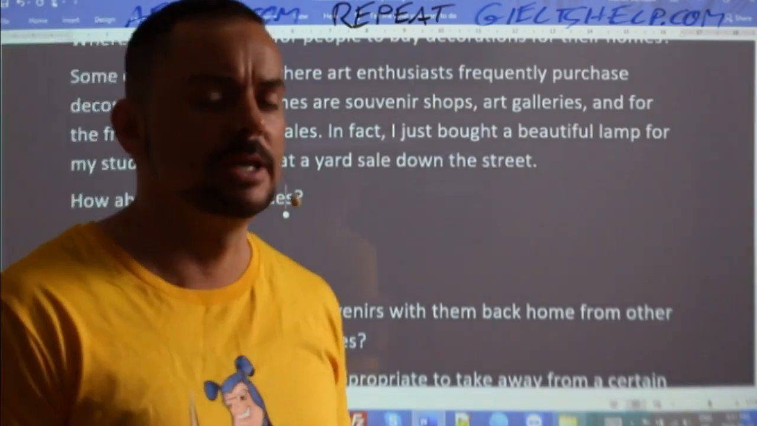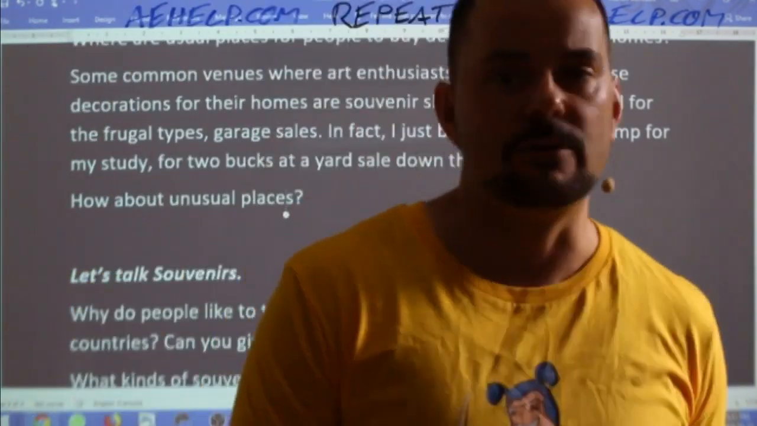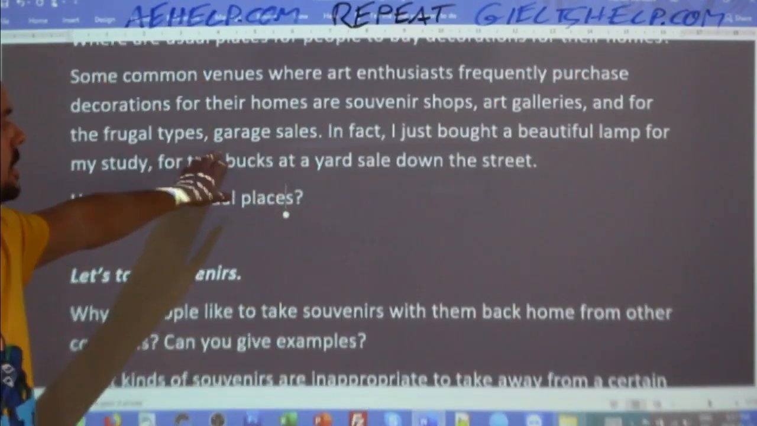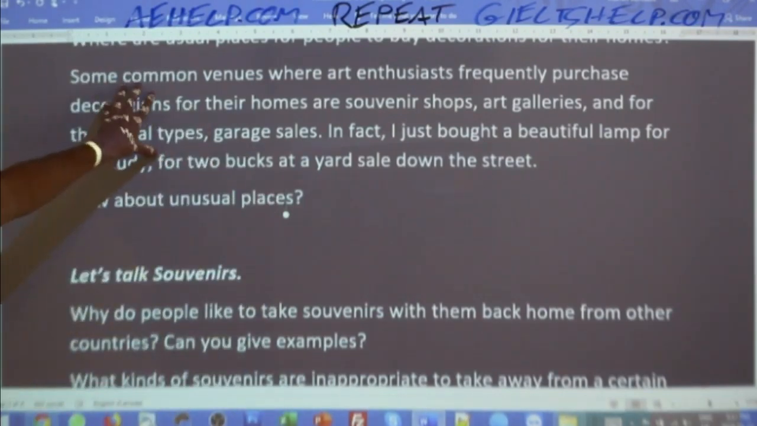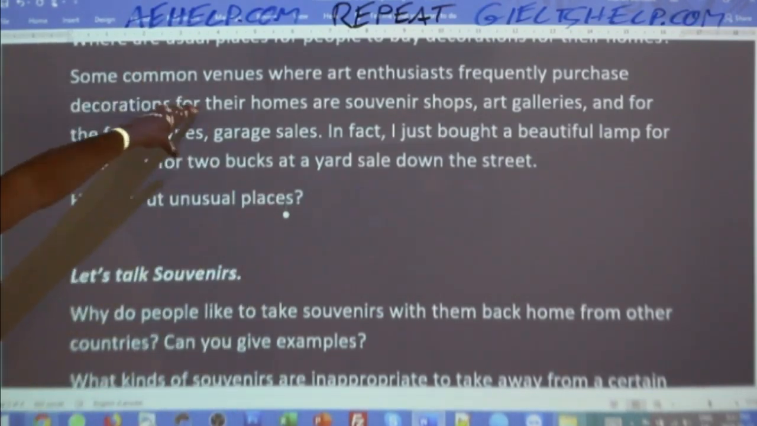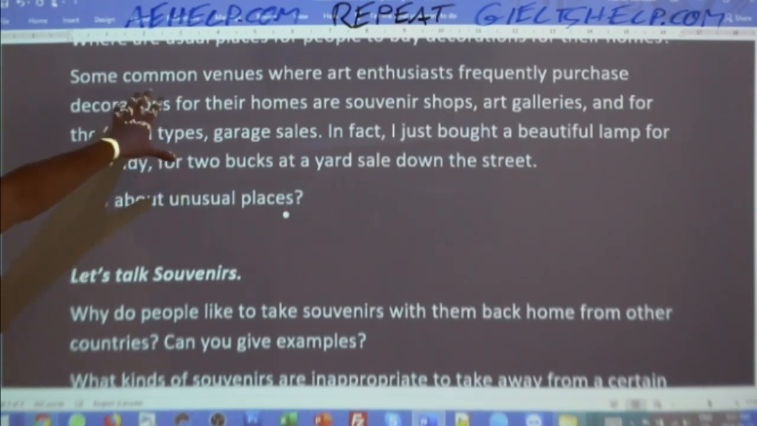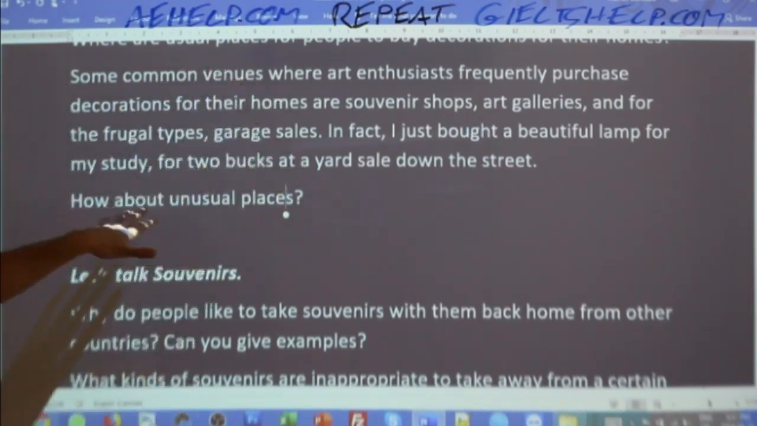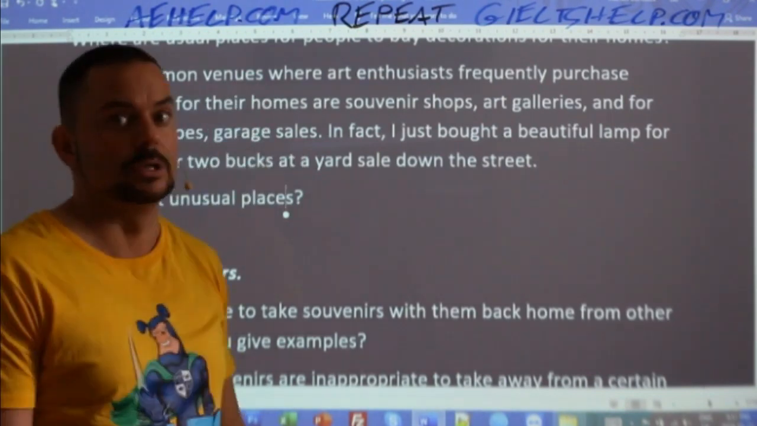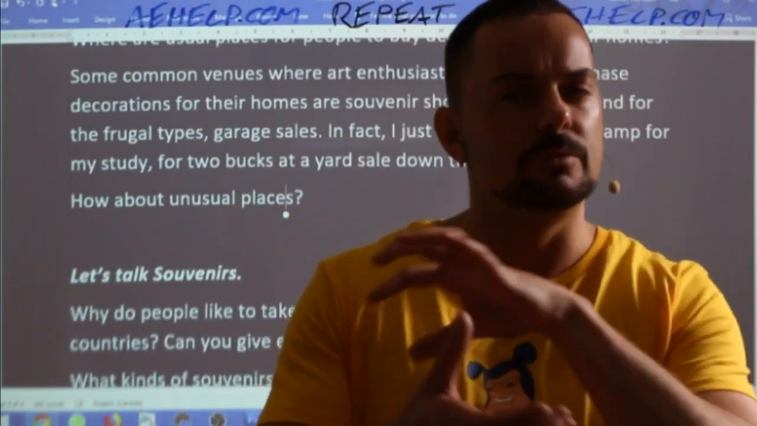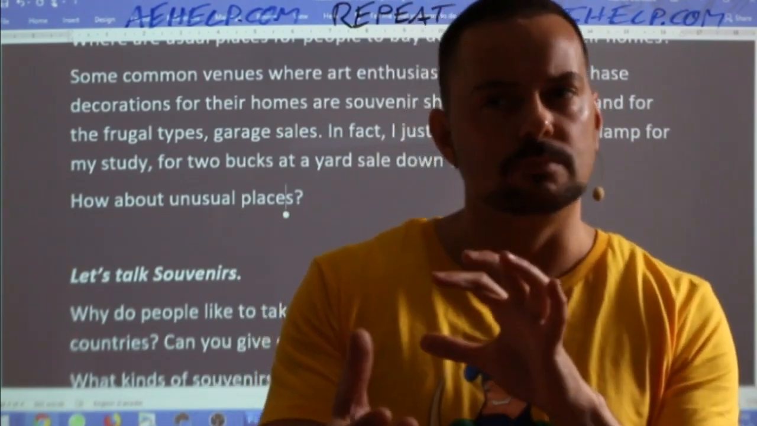All right, now, how about unusual places? Now, before you give me your answer for that one, here's an interesting question for you. What if you accidentally answered an unusual place for this question? The first question is, what are usual places to buy decorations? Sometimes people are nervous, they make a mistake, and they answer with the opposite. So they say an unusual place. And then the follow-up question is, how about unusual places? And that's when you realize, oh, I think I just said that for the last one. What should you do?